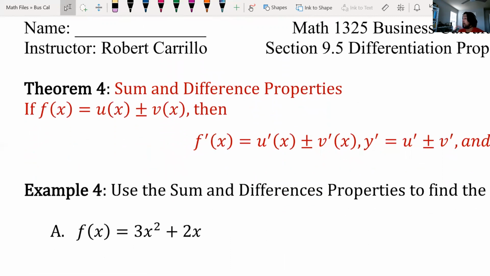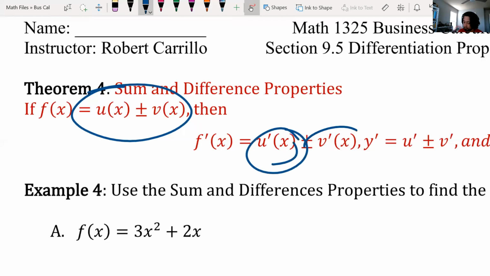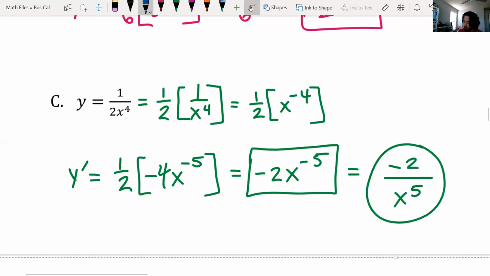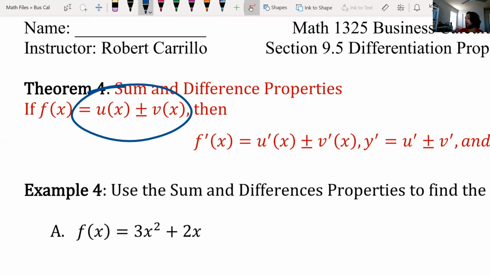Okay, next property for derivatives is the sum and difference property. So this just says if you have multiple terms connected by addition and subtraction, so you have u of x plus or minus v of x, and then you take the derivative, well, the derivative can be applied to each term separately, to each function separately. That's all this says. So if we have more than one term, the derivative can be applied to all the terms, as we'll see down below.